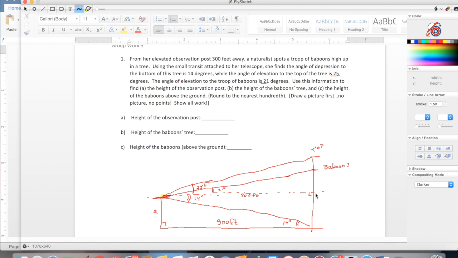The other thing you're asked to find is the height of the baboons. That would be this height. You know the height of the post, again, is from here to here. So you can use this smaller triangle with a 21-degree angle to find this height, x. Then the height of the baboons from the ground would be A plus x. Similarly, you can find this whole side using the 25-degree angle. To find the height of the top of the tree, you would say A plus whatever you choose to call that. Okay, so I hope that helps. Like I said, it should.